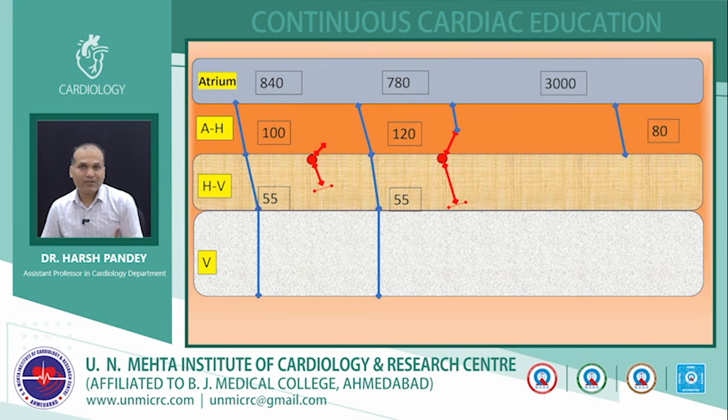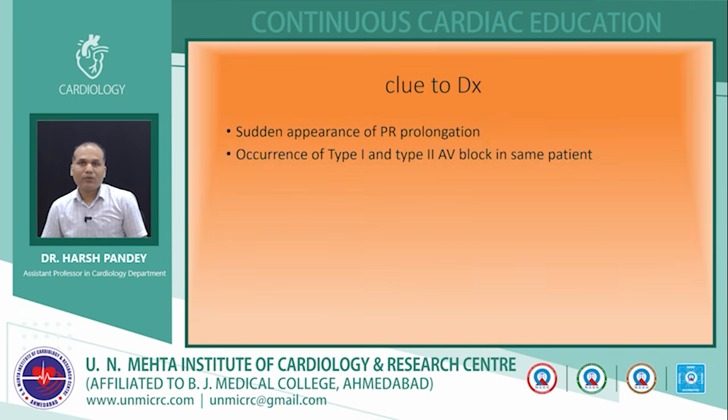This is like a Mobitz type 2 AV block, but actually this is not a pathological block, it is a physiological AV block, and this usually does not require any kind of treatment. So how will we recognize this? With a sudden appearance of PR prolongation in the ECG rhythm, you have to suspect this. And if you see the occurrence of type 1 and type 2 AV block, Mobitz type 1 and type 2 AV block in the same patient, you have to suspect this kind of phenomenon.